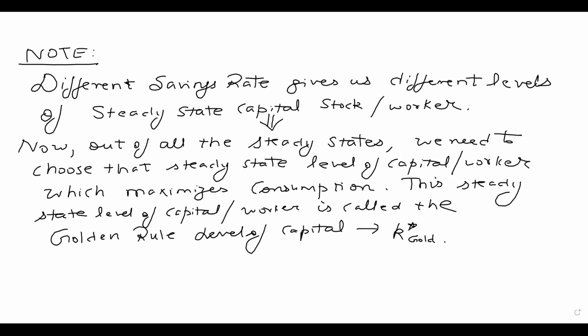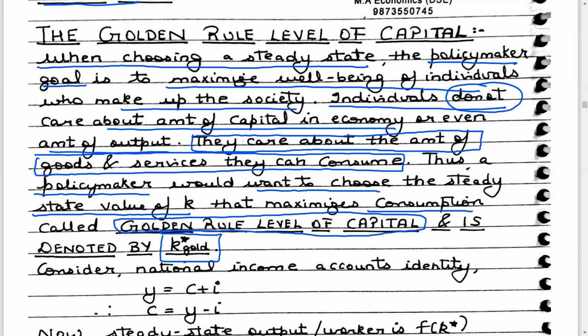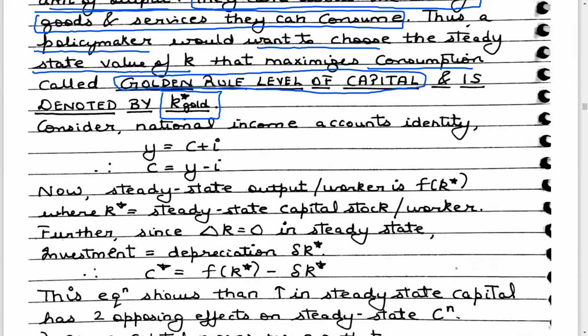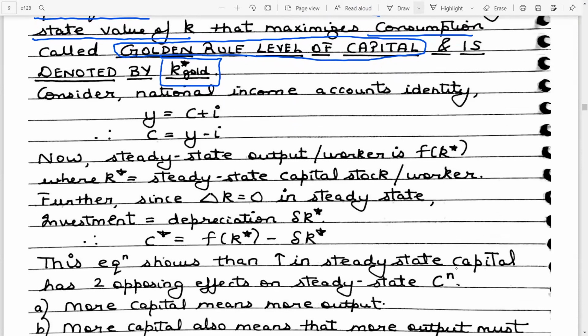If I come back to the lecture note, let us now derive the golden rule level of capital. So now let's come to the maths of it. All of us know that income in the economy is consumed or invested. Y is equal to C plus I. So what is C, guys? Our C will be nothing but Y minus I. We had done this national income identity previously as well. Demand is coming from consumption and investment. So consumption is income minus investment.